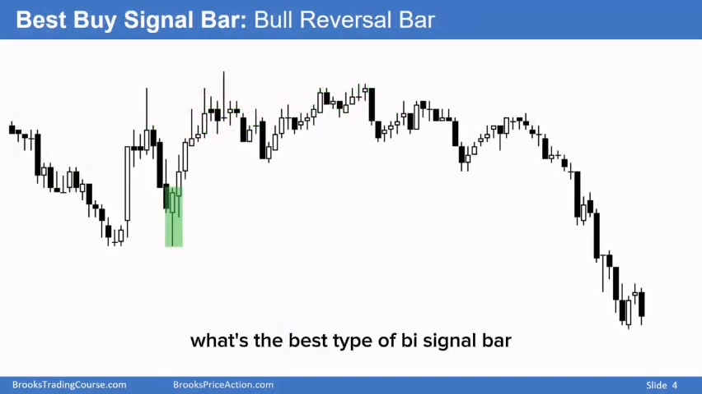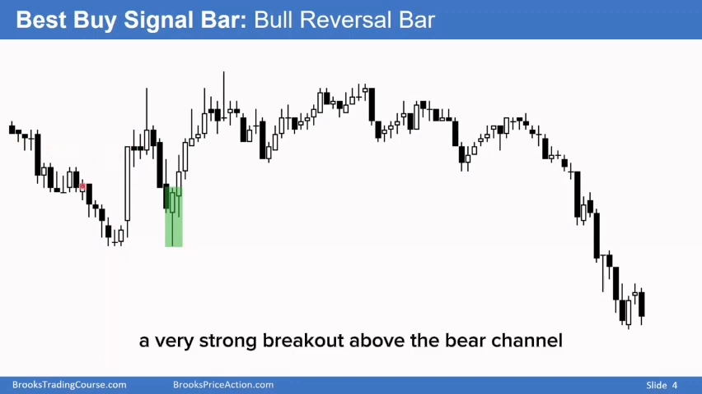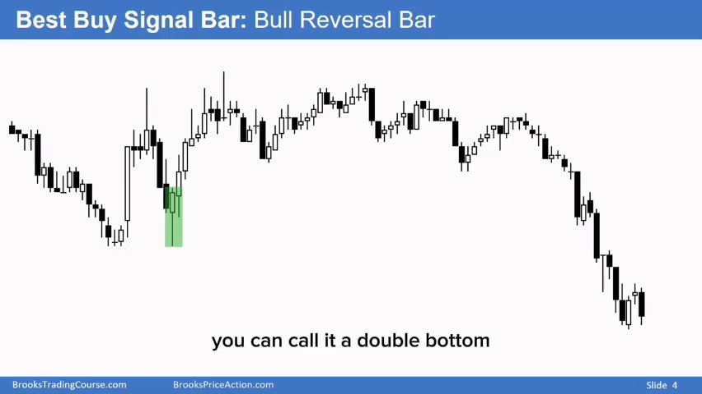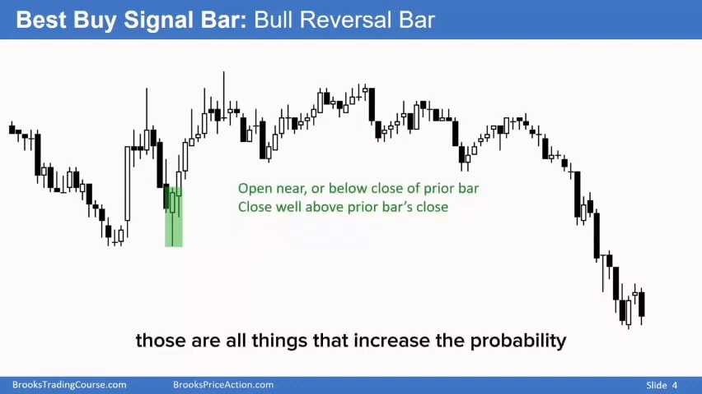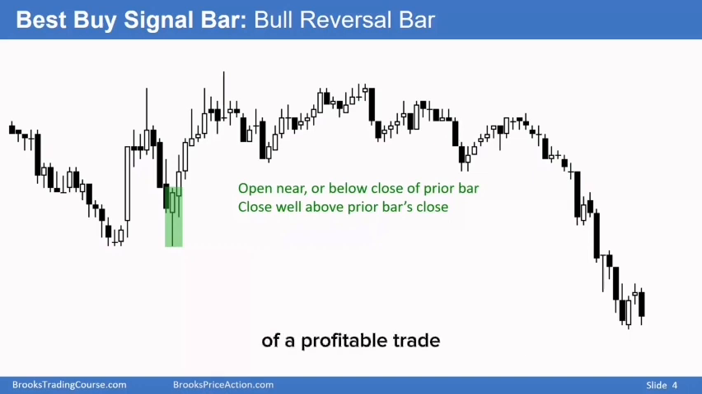What's the best type of buy signal bar? Well, a strong bull reversal bar. And here we have a bear trend, a very strong breakout above the bear channel, a very deep pullback to a slightly higher low. You can call it a double bottom. You can call it a higher low major trend reversal. And you have a very strong bull reversal bar. It's a bull body. It's a big bull body. It closes well above its midpoint. It closes near its high. Those are all things that increase the probability of a profitable trade.